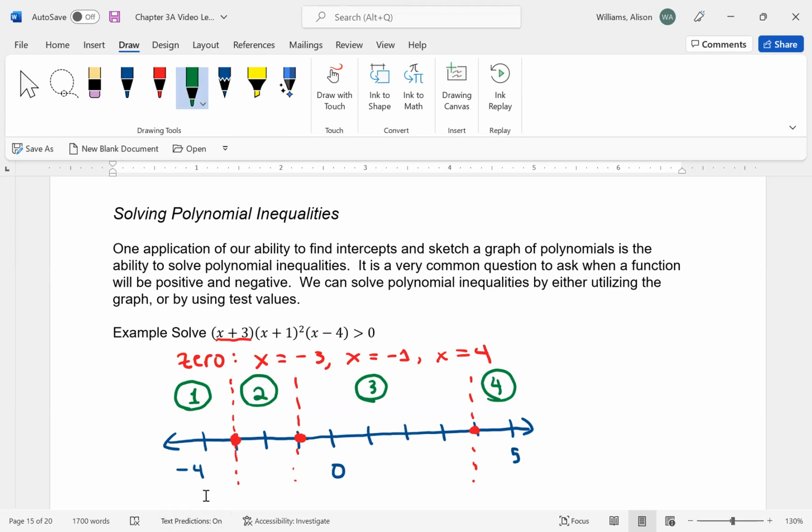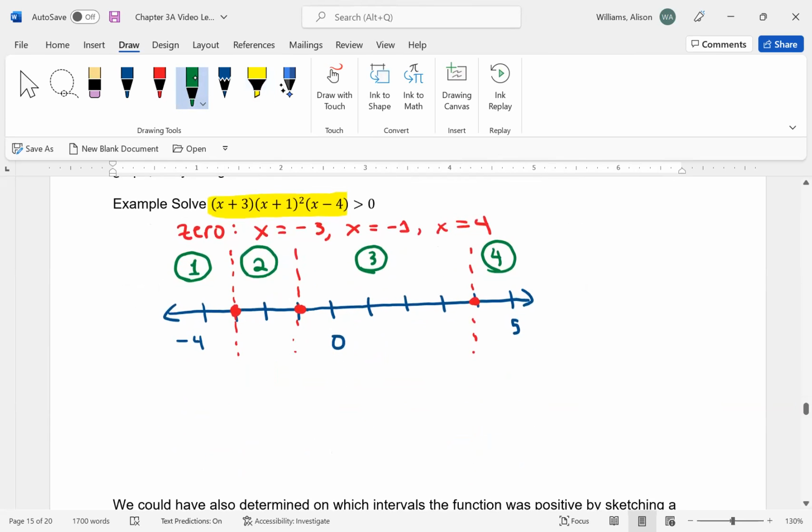And the process I'm going to use is I'm going to test the numbers from each region. And what I'm going to test them in is this original inequality. I'm going to plug those number values for x into there. And I'm going to see, does it come out to be bigger than 0? If it comes out to be bigger than 0, that means I'm going to get a positive number, and that is part of the solution. If it comes out to be less than 0, I'll get a negative number, and that would not be part of the solution. So let's go ahead and try this. It helps to see what I'm talking about.